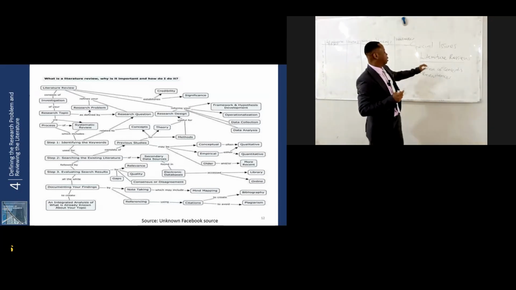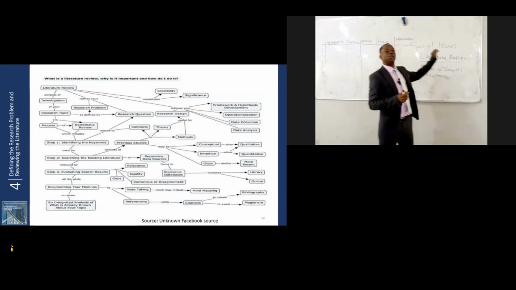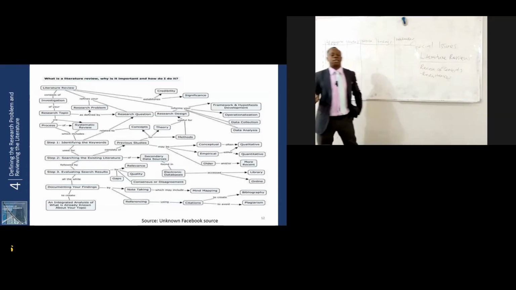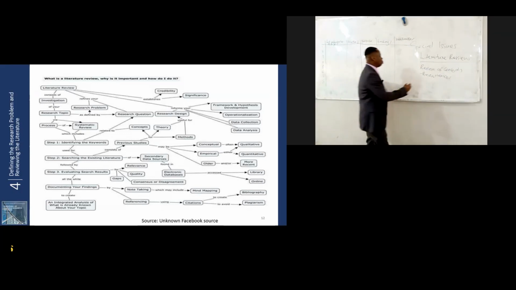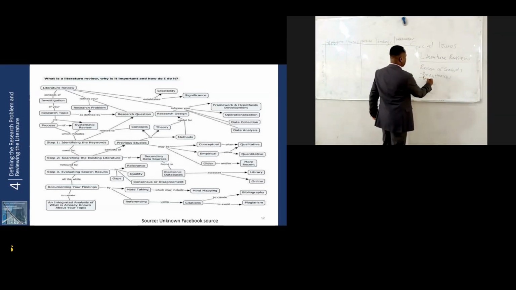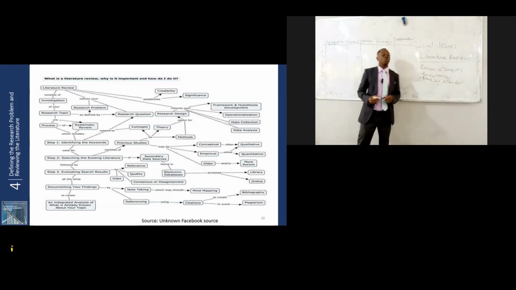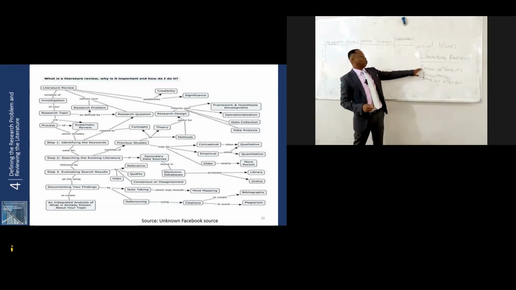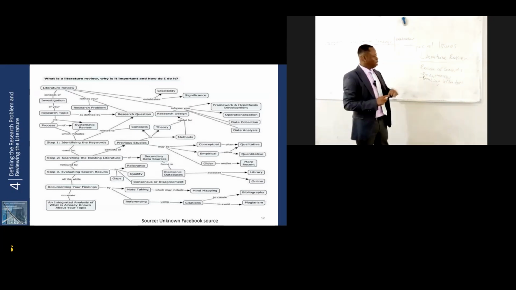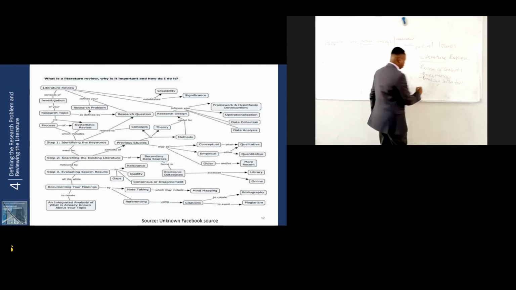So you have to first give the literature definition and then what? Operationalize it. Then we also have other concerns, banking sector development, etc. So you have to define the concepts, so review of concepts. Then review of theory. Very important.